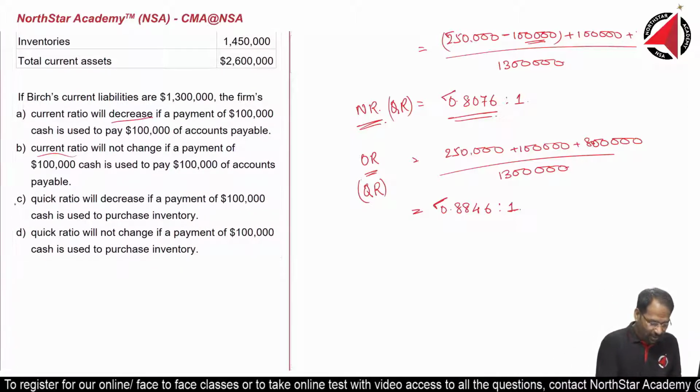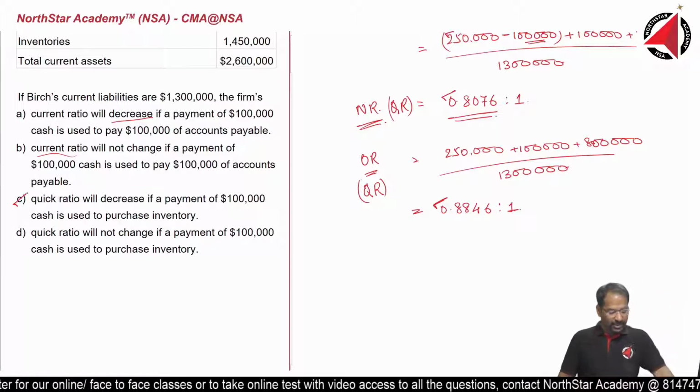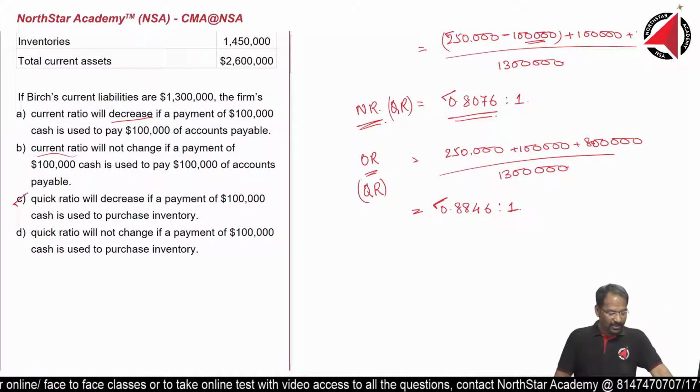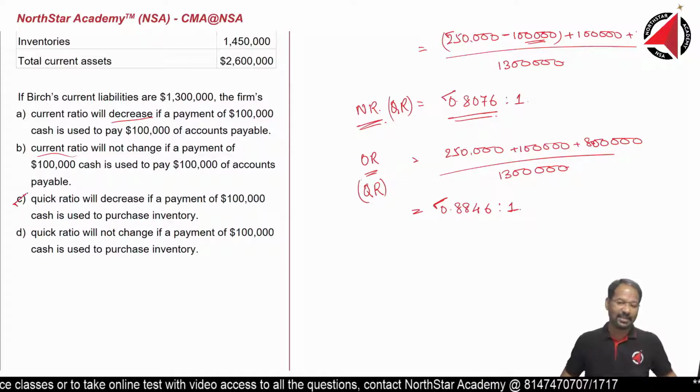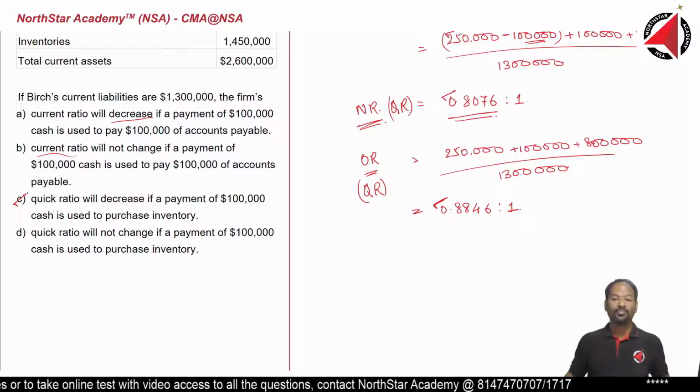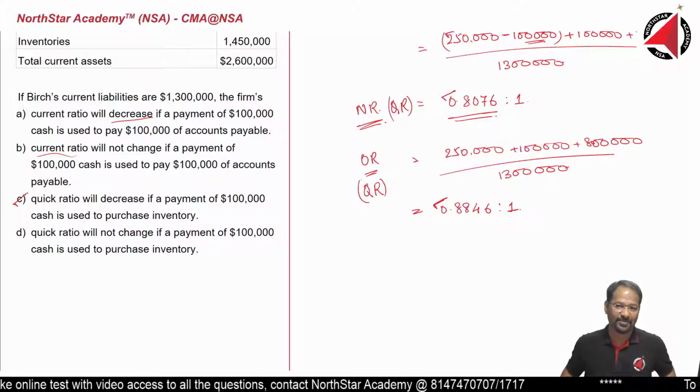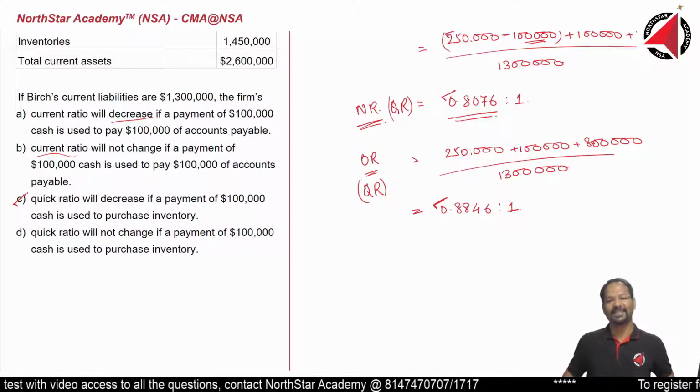But let's look at option D as well. Quick ratio will not change if a payment of 100,000 cash is used to purchase inventory. It will certainly change, and I have shown you how it changes. Interesting question? Yes, it is indeed.